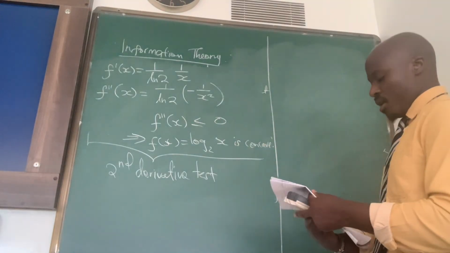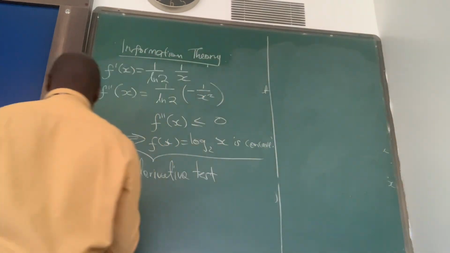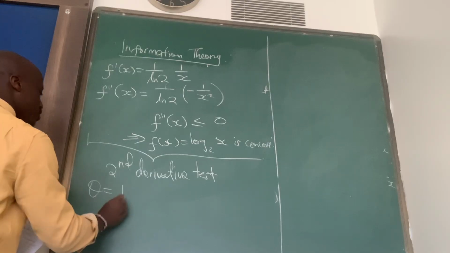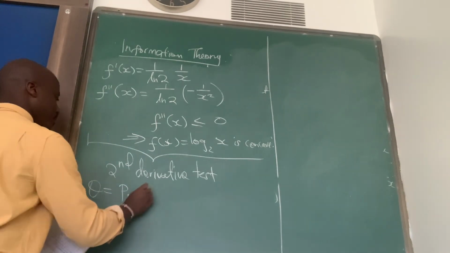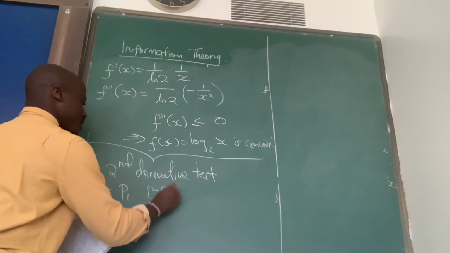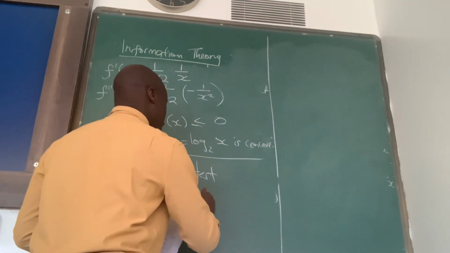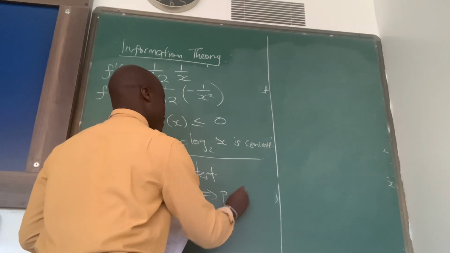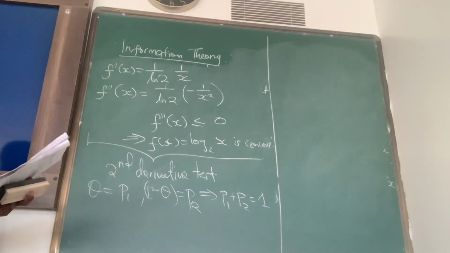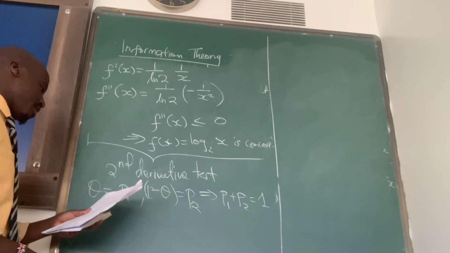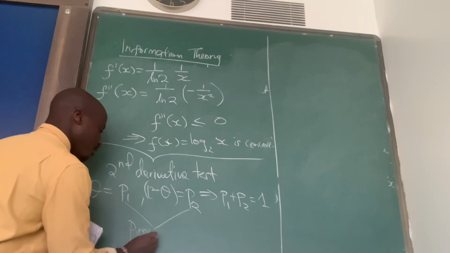which means if I have my theta be equal to P1, and then 1 minus theta be equal to P2, this implies P1 plus P2 is just equal to 1. So P1 and P2 are probabilities, yeah?